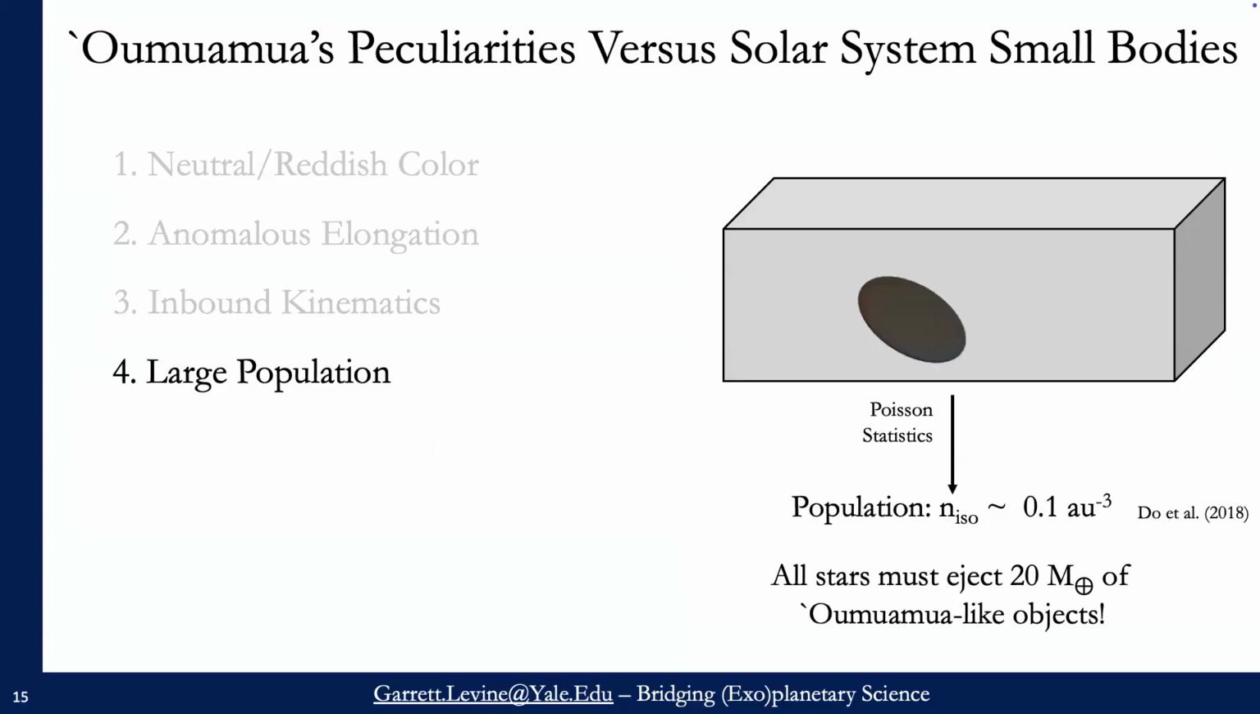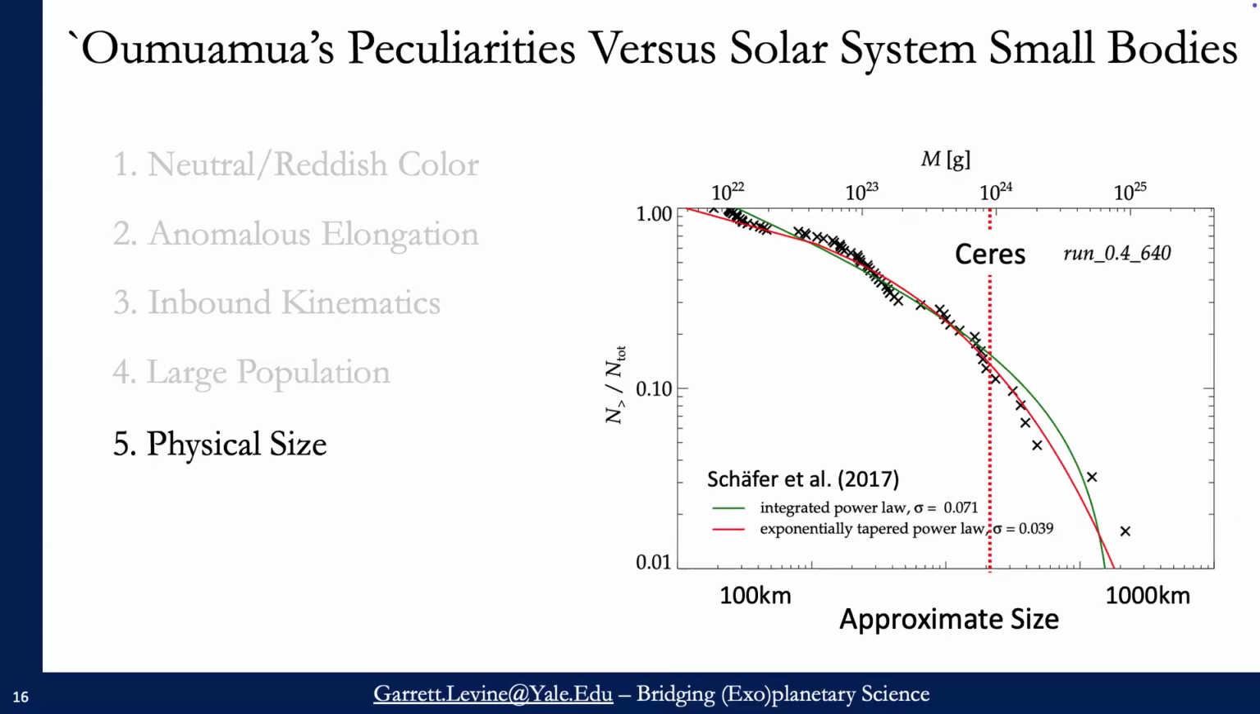Now, just by detecting one of these in Pan-STARRS, you can infer that there's about 0.1 per AU cubed of these objects in the galaxy. That is, there's about 1,000 Oumuamuas inside of Neptune right now. Now, this means that all stars must eject around 20 Earth masses of Oumuamuas, which is actually commensurate with what, like, the Nice model predicts, for instance. But what's weird about Oumuamua is its size.